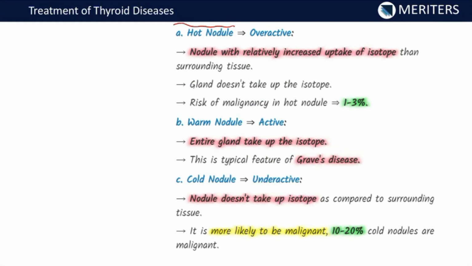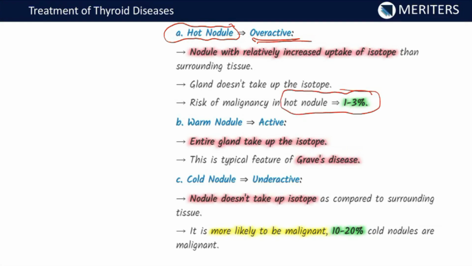First is hot nodule. Hot nodule means high activity, means some particular portion of the gland is doing extra work, or it is overactive. Now, a nodule with relatively increased uptake of isotope than the surrounding tissue is known as a hot nodule. It means the rest of the gland doesn't take up the isotope. Only that particular nodule is taking all the isotopes, and the risk of malignancy is very less, 1 to 3% in case of hot nodule.